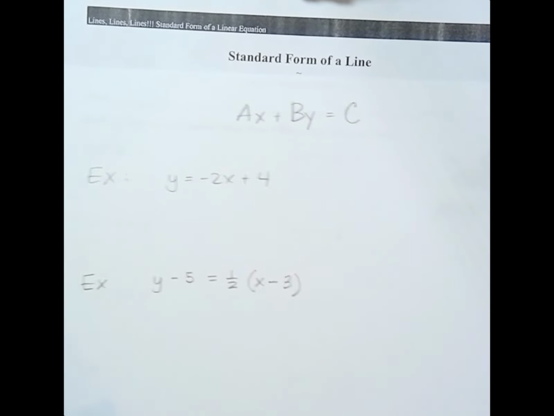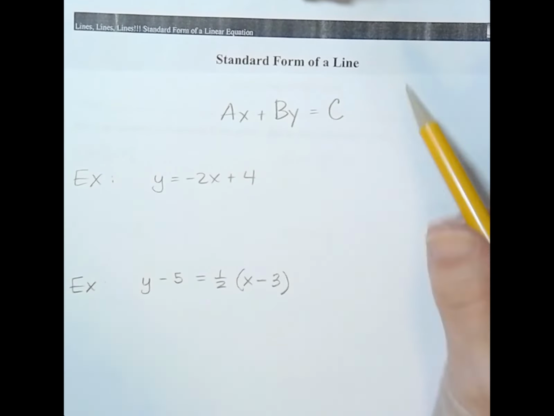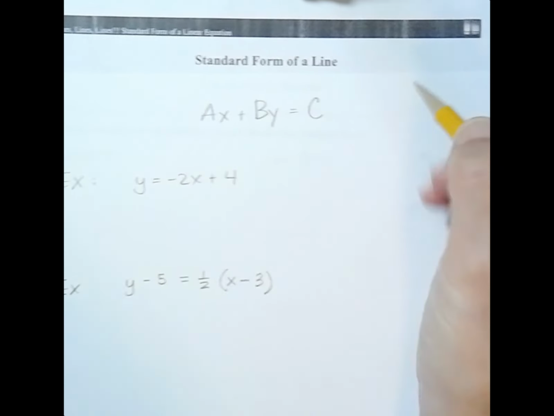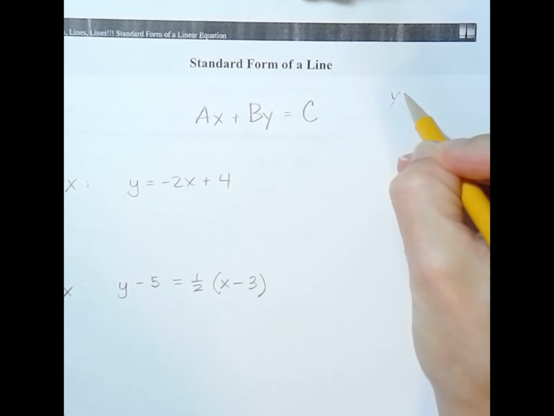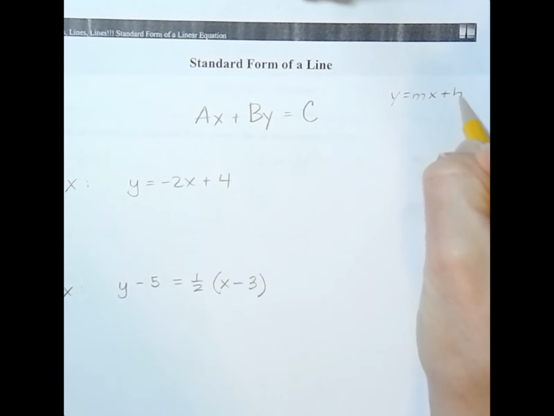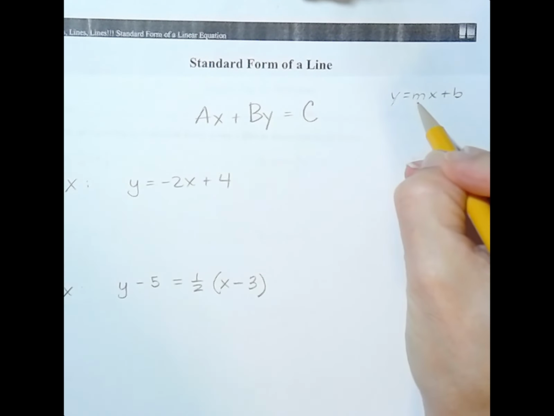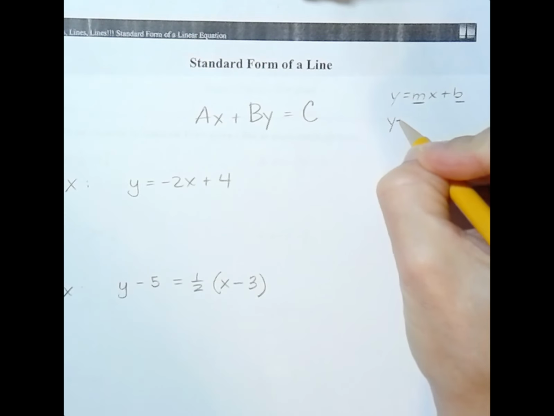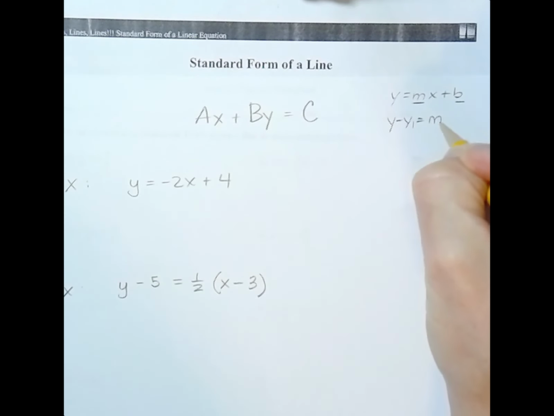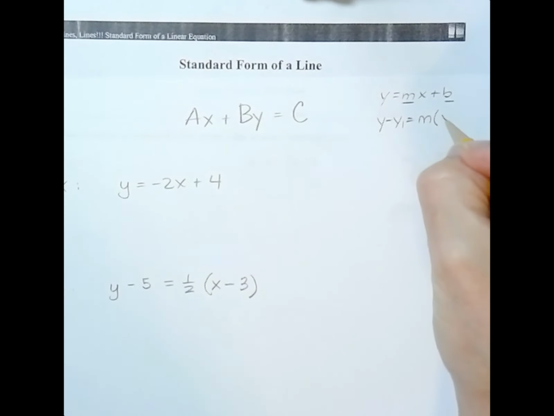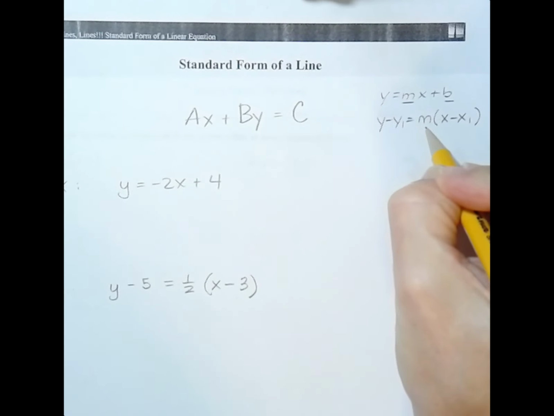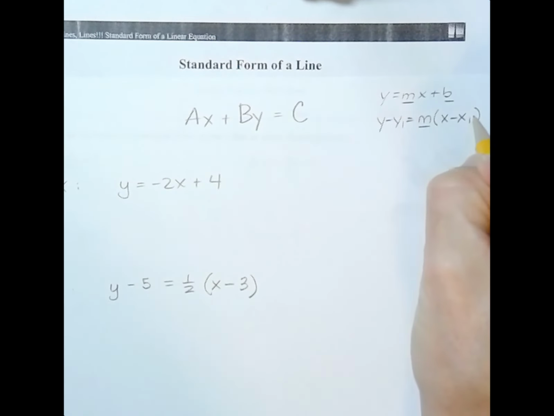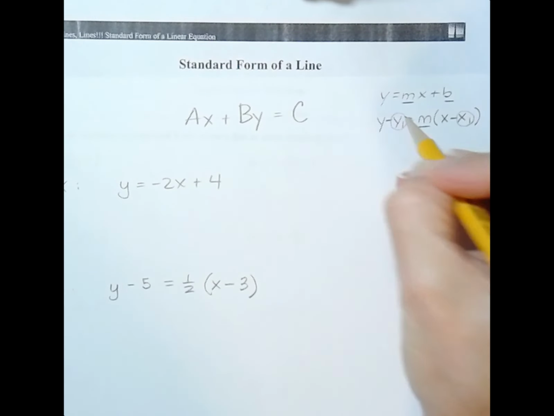All right, the last form of a line that we're going to work with is standard form of a line. We have already done slope-intercept form, y equals mx plus b. Slope-intercept is named because from that form you can see the slope and the intercept quickly. We also did point-slope form, y minus y1 equals m(x minus x1), which is useful because from point-slope form you can see the slope and you can see one of the points on the graph.